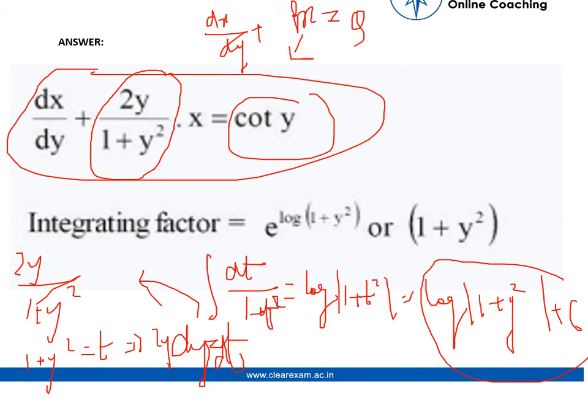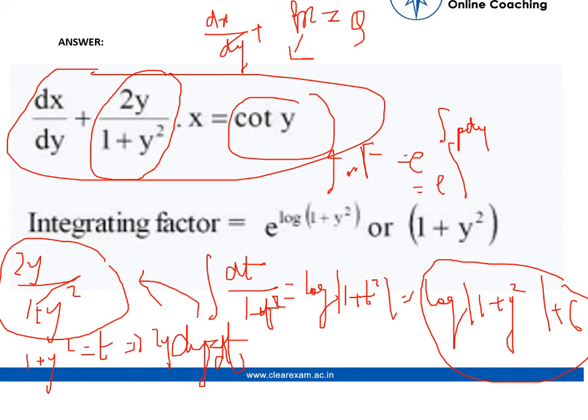Now this can be written as this as well. Therefore, let's calculate the integrating factor. The integrating factor is given by the formula e raised to the integral of P dy. Now P is 2y/(1 + y²), so it can be written as e raised to log of (1 + y²). Here the log term gets removed and the answer is 1 + y², which is the value of the integrating factor.